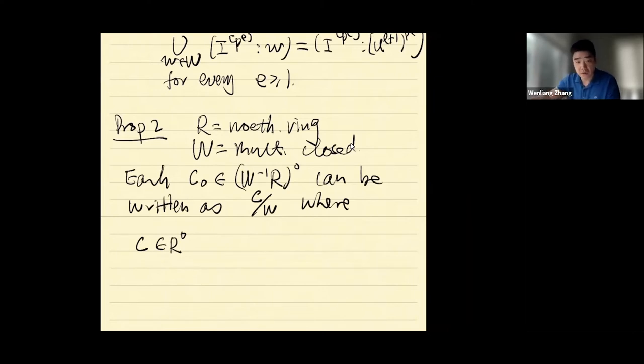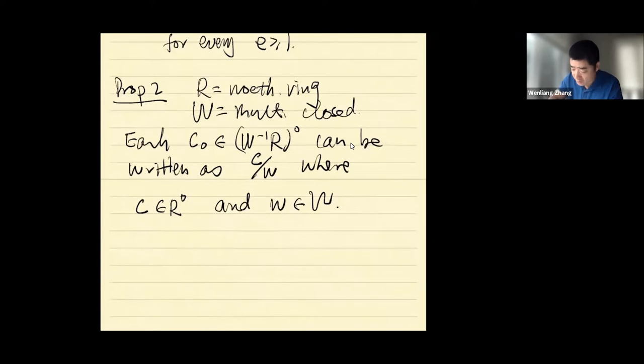The difference here is in W inverse R, we may have fewer minimal primes. So C zero avoids fewer minimal primes potentially. Now we want to say the numerator can be chosen to avoid all the minimal primes in R to begin with, and W in capital W. Now the proof will be an exercise. I believe Sudanash will present on Monday, one week from now. So this is an exercise.